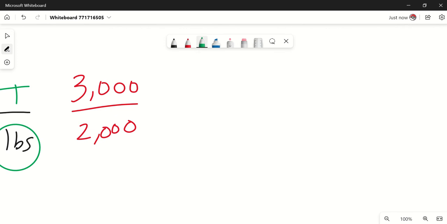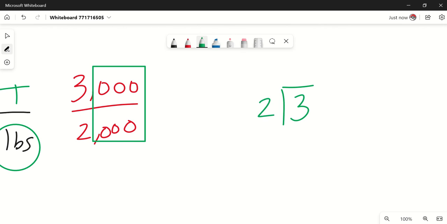Now, the way I would do this is I'm going to annex these zeros for a second. I'm just going to do 3 divided by 2. 2 will go into 3 one time. When I subtract, I will get 1. 1 1/2. The reason why I annexed those zeros, I'm not going to bring them back now, is because these zeros will all get to cancel out. It's like a fraction, 3,000 over 2,000. I'm just going to divide each one by 1,000, which will simplify it down to 3 over 2.